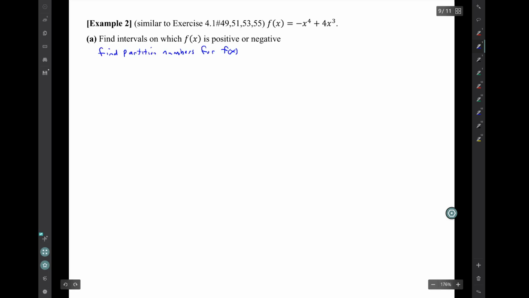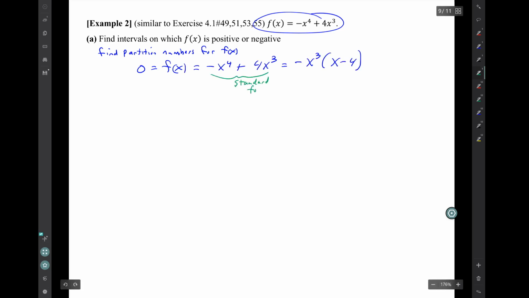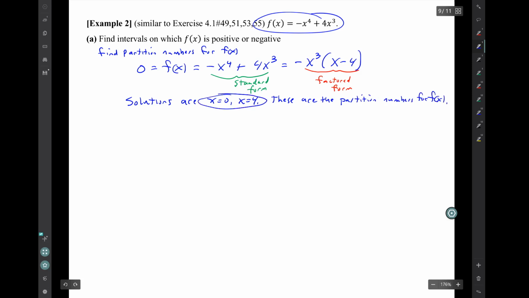Now, of course, f of x is a polynomial, so there are no x values that cause f to be discontinuous. So the only partition numbers are going to be the solutions to the equation f of x equals 0. Now, to solve the equation f of x equals 0, it's helpful to have the factored form of f of x. And from that factored form, we see the solutions are x equals 0 and x equals 4. So those two numbers, x equals 0, x equals 4, are the partition numbers for f of x.